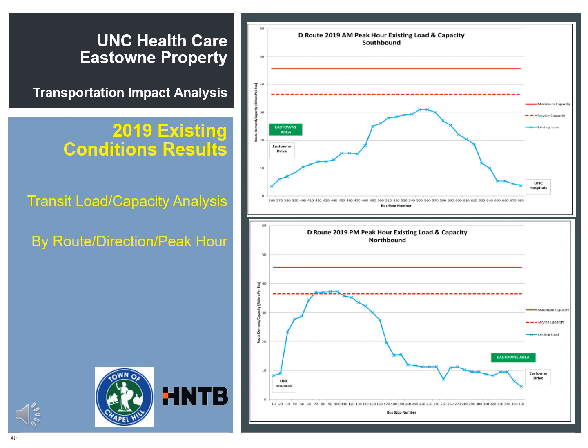Northbound in the PM peak hour, in the bottom graph on the slide, from UNC hospitals, ridership increases to service capacity in the downtown area, and then rather quickly unloads in the middle of the route, and by the time the route gets to the Easttown area, bus load is around 10 passengers per bus in the average peak hour.